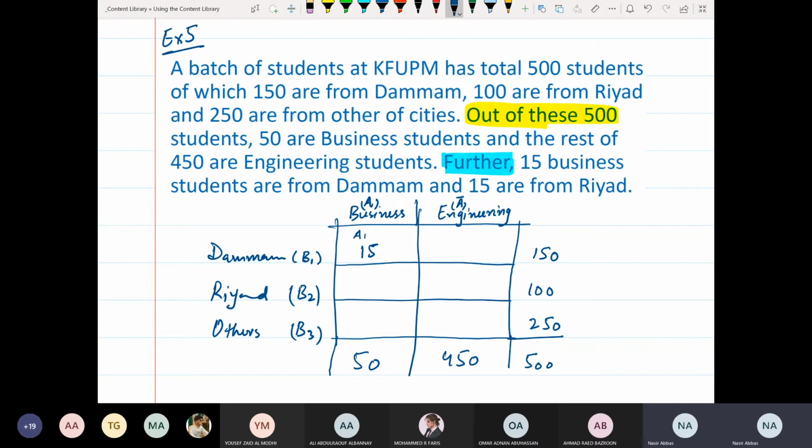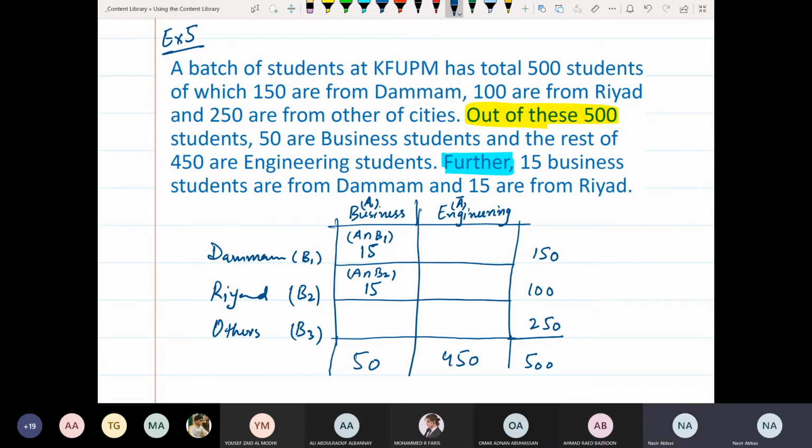This cell is A intersection B1: those students who are also business and also from the MAM. And 15 are from Riyadh, same business students. This is A intersection B2. This is all the information we have. Based on this information, your first job is to fill the table. Raise your hands if you can fill any cell.